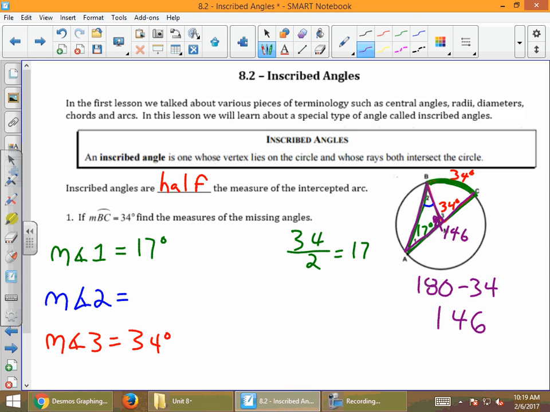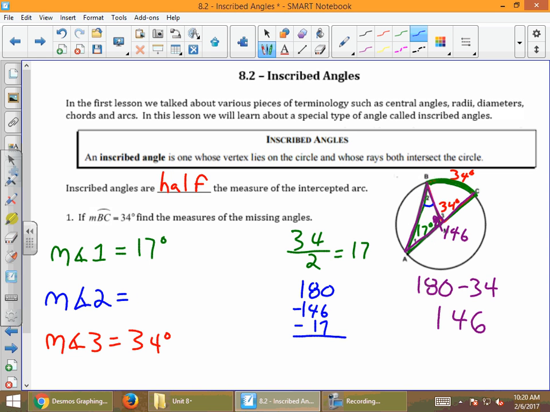Now, it's a triangle if you didn't see it this way, and a triangle does add up to 180, so I can say this plus this angle 2 will equal 180. So I'll do 180, minus 146, minus the 17 in green. And that will tell me what the missing angle is. So what is 180 minus 146 minus 17? Lots of you have calculators.